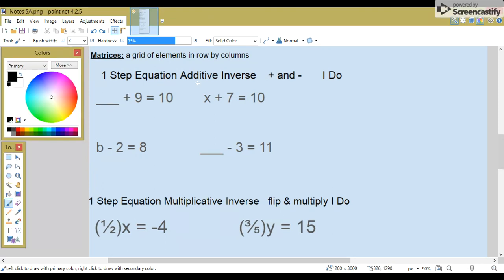One-step equation, additive inverse. Add and subtract. Something plus 9 is 10. 1 plus 9 is 10. We can get that by subtracting 9 on each side of the equation, on each expression. Something plus 7 equals 10. 3 plus 7 equals 10. We can find that by subtracting 7 on each expression.